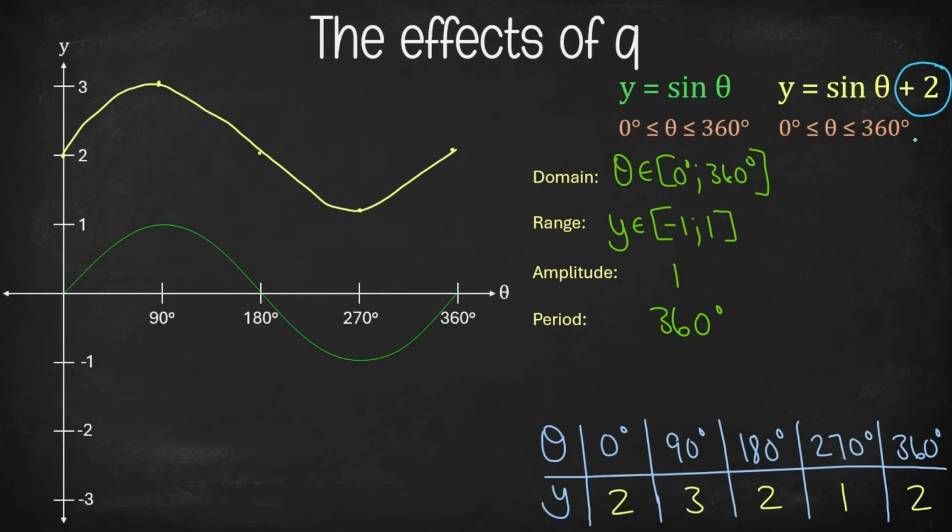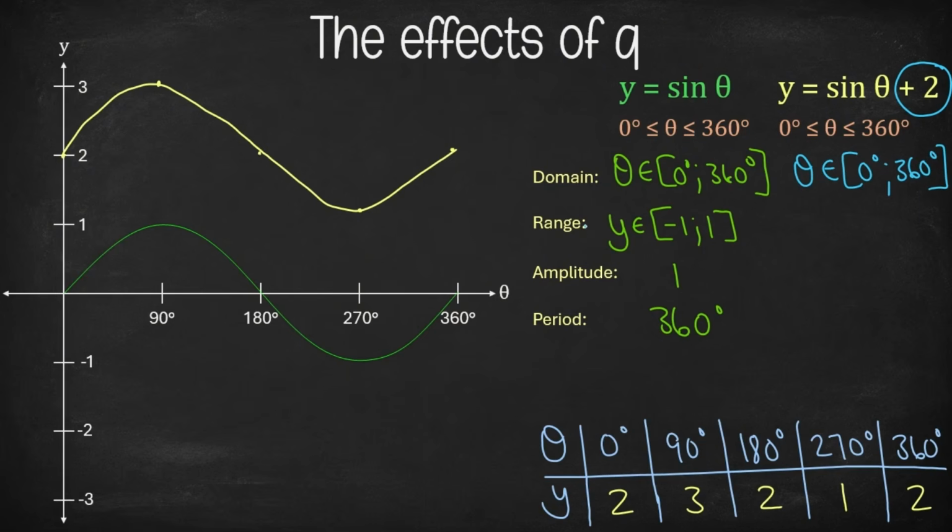Now if they don't give you the domain, then you can find it by looking at your graph. Now the domain is all the theta values that you can see on your graph. So when you look at this graph, you will see it starts here at 0 degrees and it goes all the way through to 360 degrees. Therefore, theta is an element of 0 degrees all the way to 360 degrees, and they are inclusive. Now let's have a look at the range.